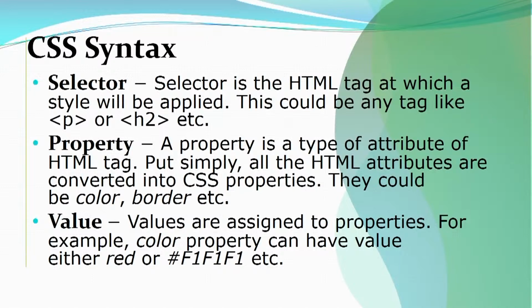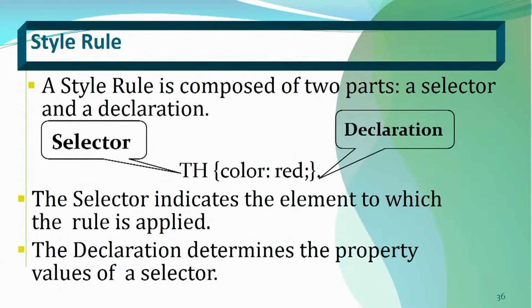So all the HTML attributes are converted into CSS properties, right? So we are using a tag which is a selector, we are using its attribute which is a property, and now we are using values which we assign to these properties, and that will be applied to the entire document wherever that selector lies. So we can see in this example, th is the selector, color is a property, and red is its value.